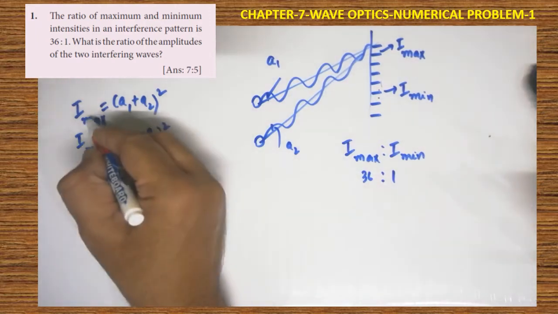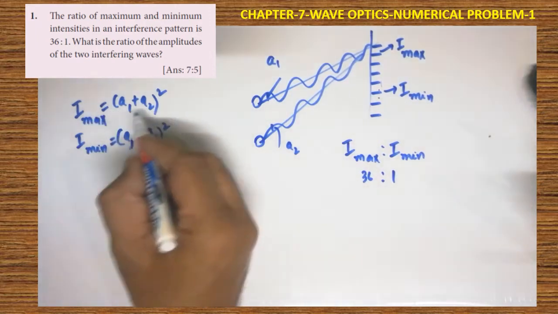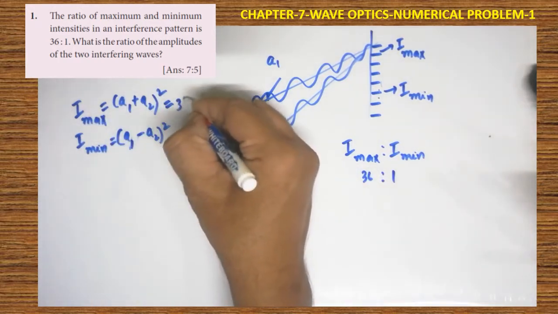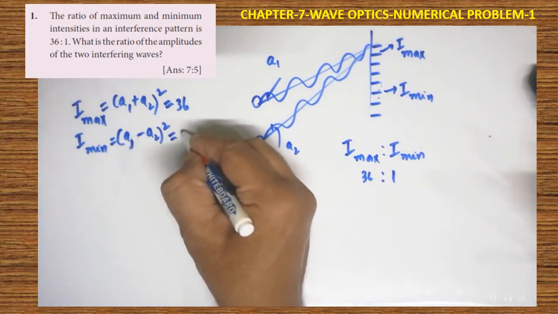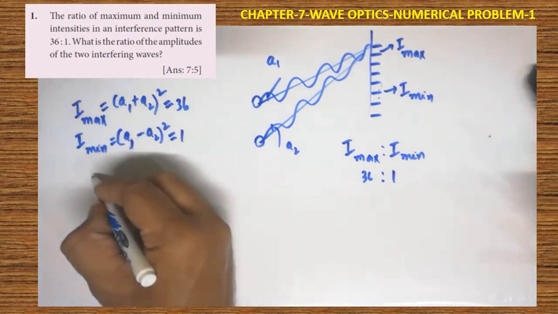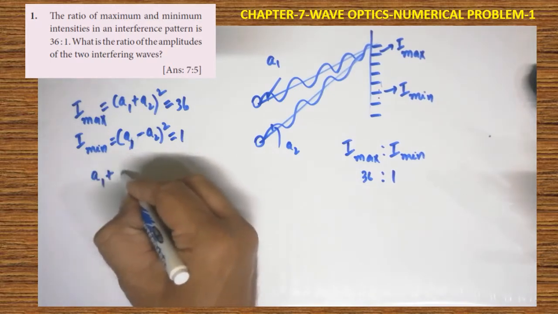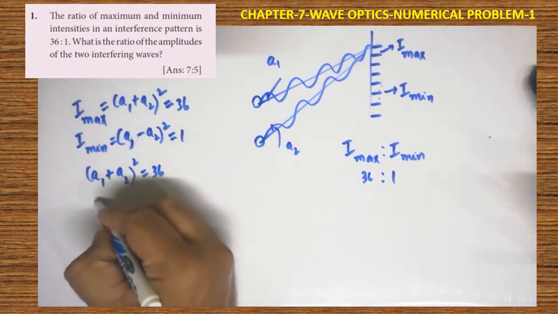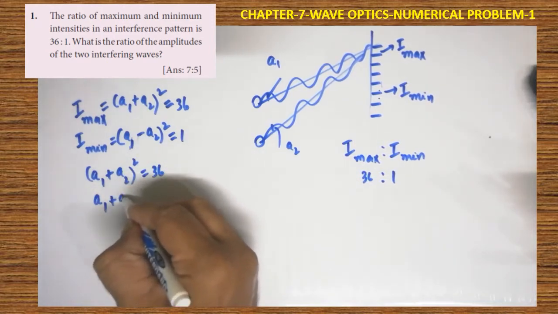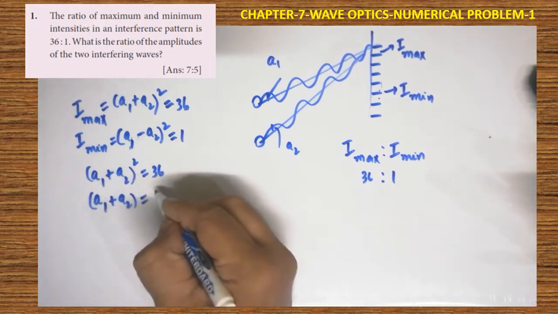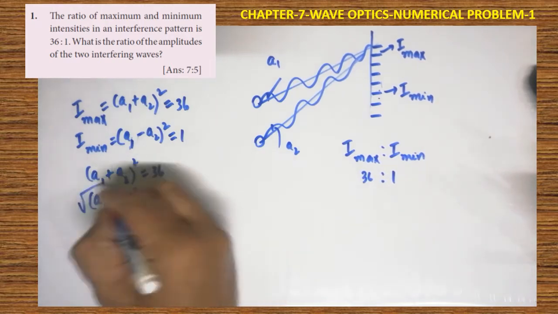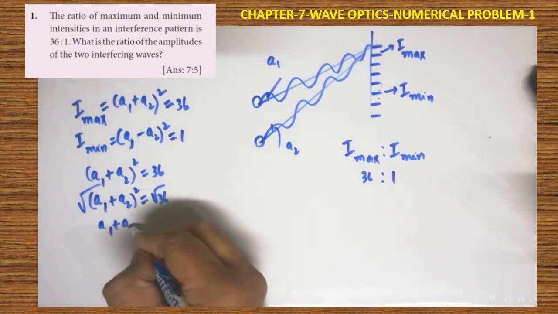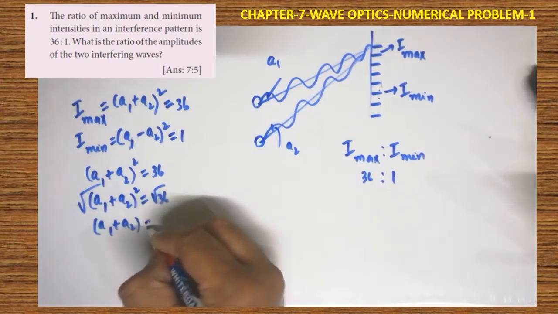We know the value of I max and I minimum. So instead of I max, we can substitute 36. Instead of I minimum, we substitute 1. Here (A1 plus A2) whole square is 36, so what will be the value of A1 plus A2? Take square root on both sides. After taking square root, you will get A1 plus A2 equals 6. If the two amplitudes are added, you will get 6.